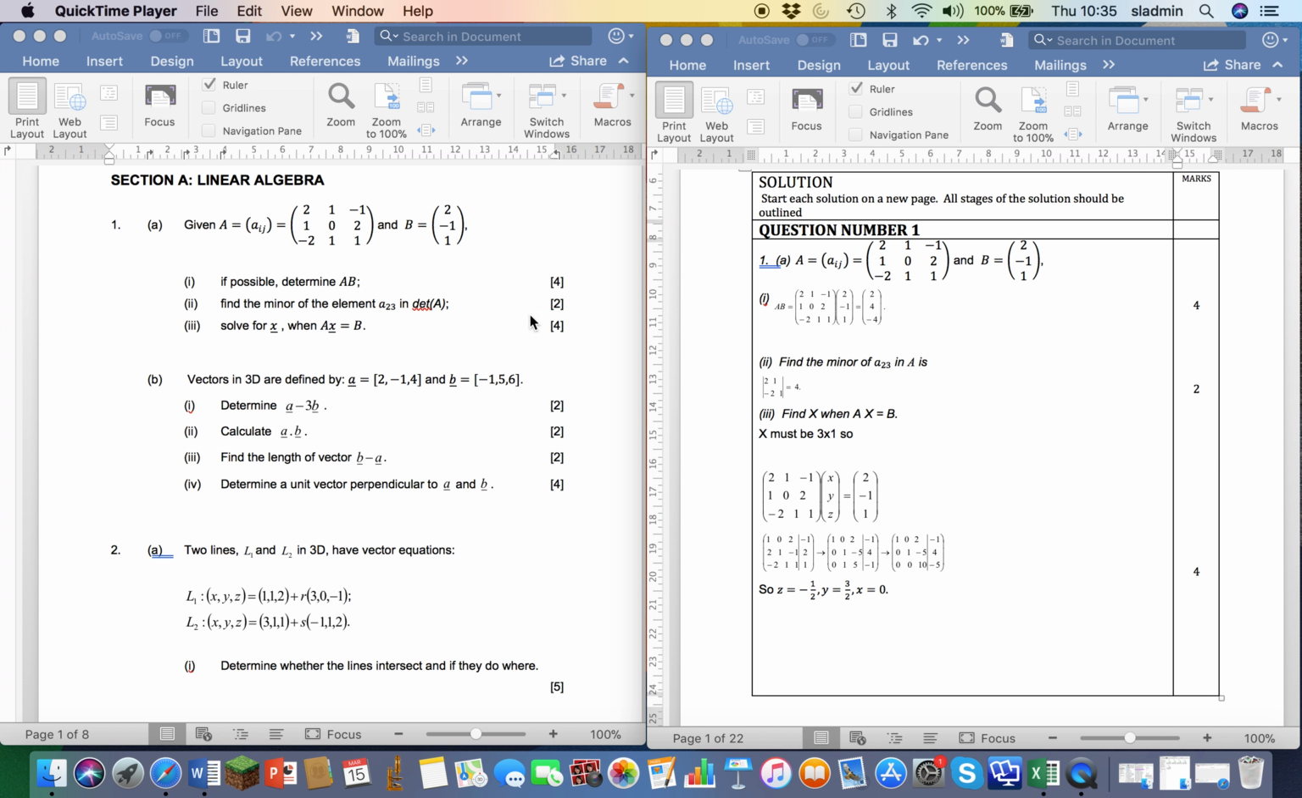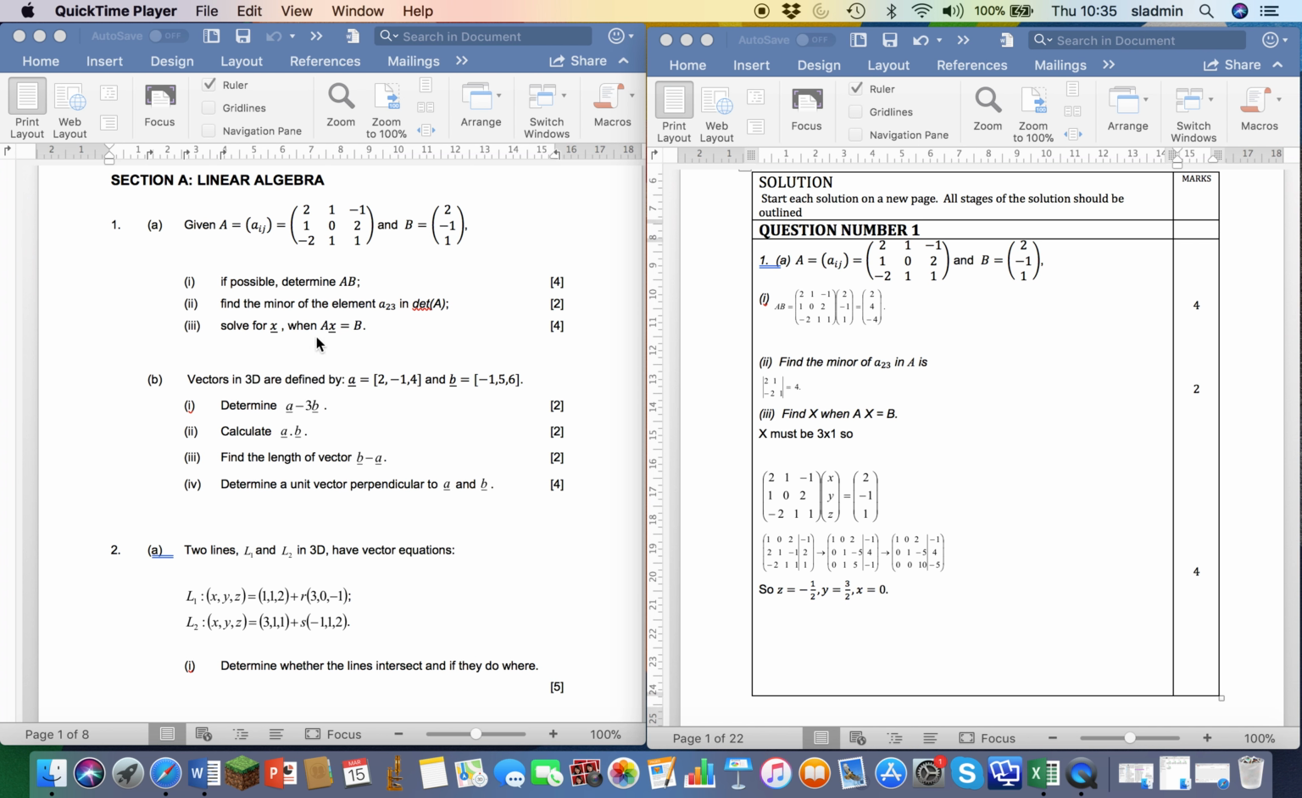For part 2, we want the minor of the element A23, so that's the element in row 2, column 3, which is this element. So that means we need to delete this row and this column, and that will leave us with this determinant. And if you work out this determinant, 2 times 1 plus 2 times 1 gives you 4.